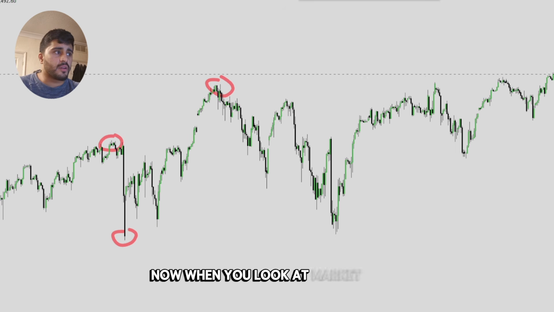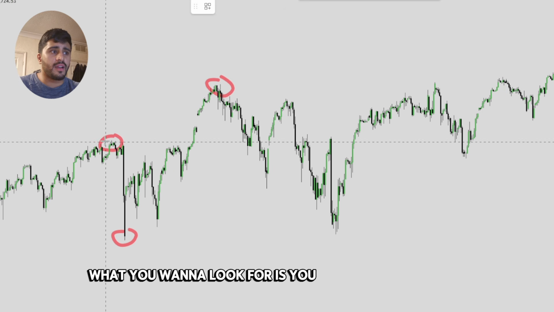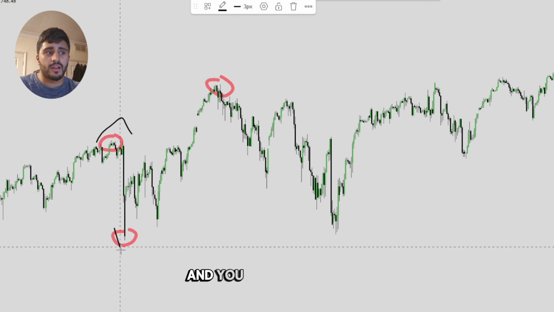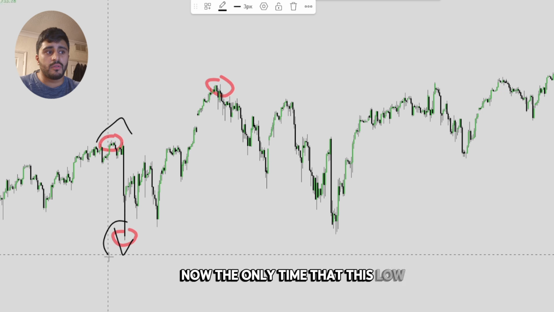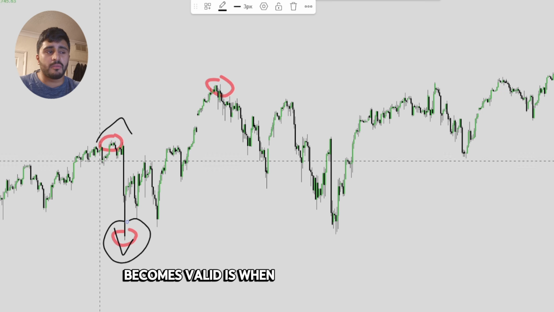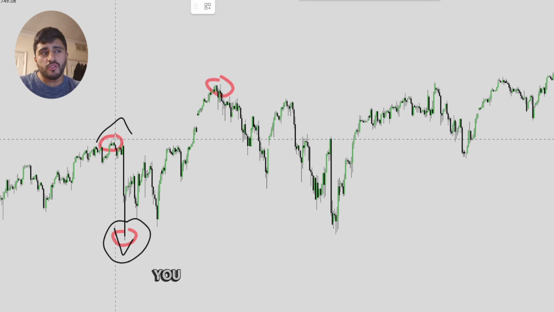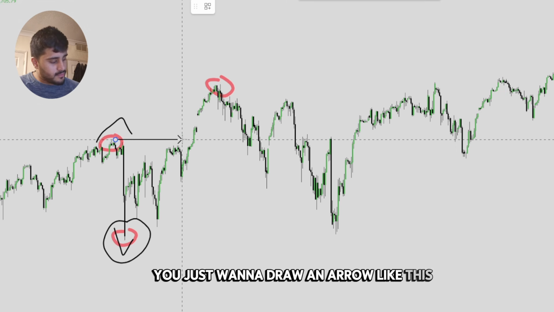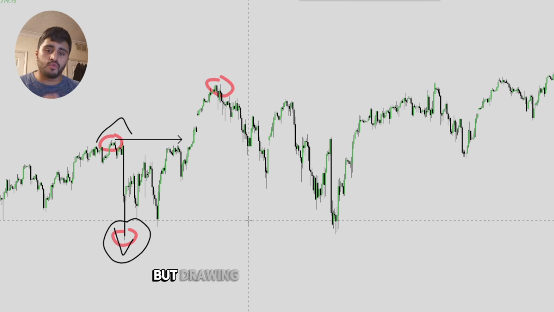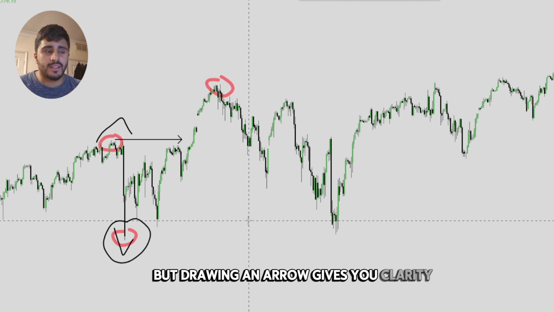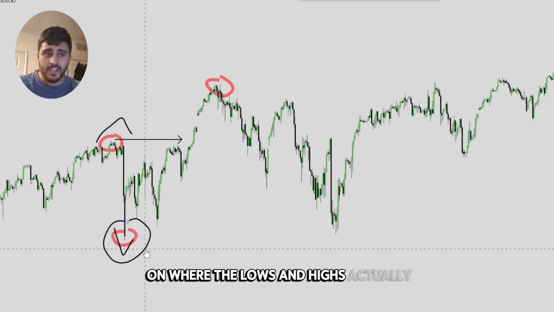When you look at market structure, what you want to look for is a dealing range high and a low down here. The only time that this low becomes valid is when it breaks the previous high. So what I often say to traders is you just want to draw an arrow like this. It's a simple concept, but drawing an arrow gives you clarity on where the lows and highs actually are.